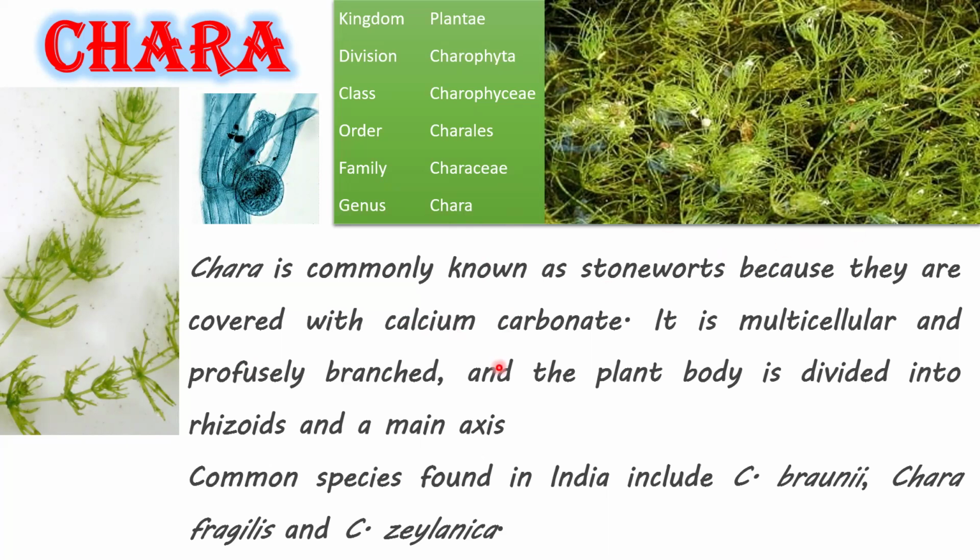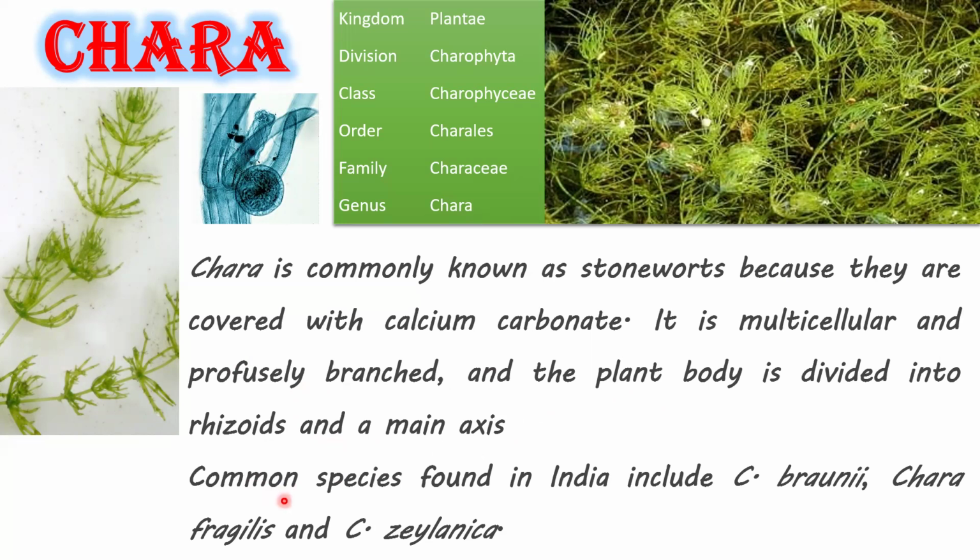It is a multicellular thallus or plant body which is profusely branched. That means you can see in this picture the branches coming out from the nodes. It is a branched structure, and the plant body is divided into rhizoids and the main axis.